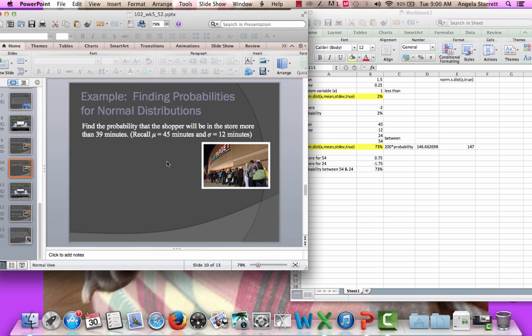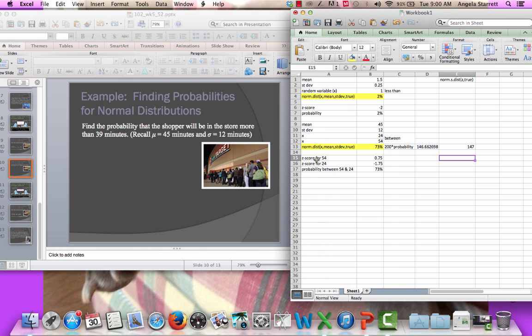Find the probability that the shopper will be in the store more than 39 minutes. So I'm going to move this down. Now we want x of 39, and we want more than. So now what are we going to do? Well, we're going to do equals.